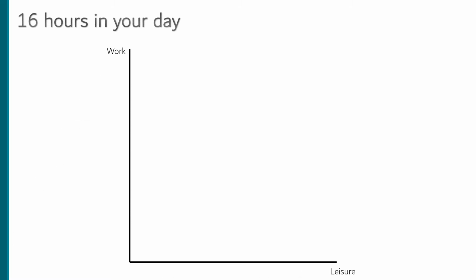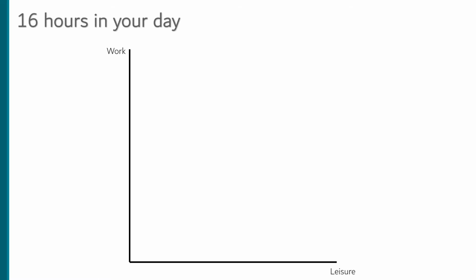If you're getting 8 hours of sleep, then you will have 16 hours left in your day, which you can divide between working and having time to do whatever you choose, or what we call leisure time. We can represent your options for how you will split your 16 hours on a graph like this one. A graph is just two number lines put together.